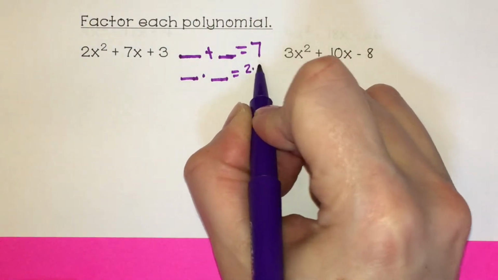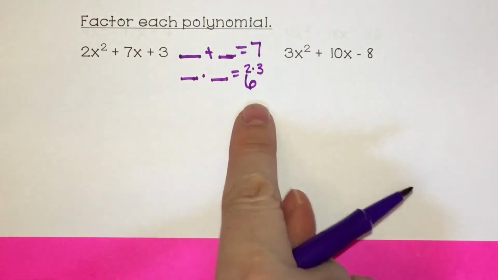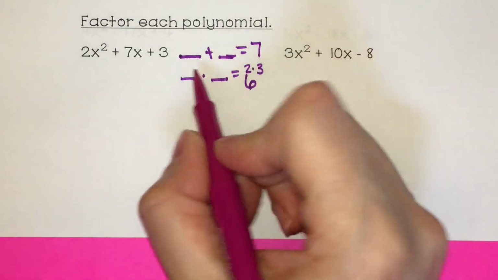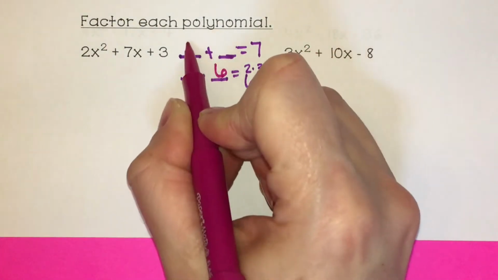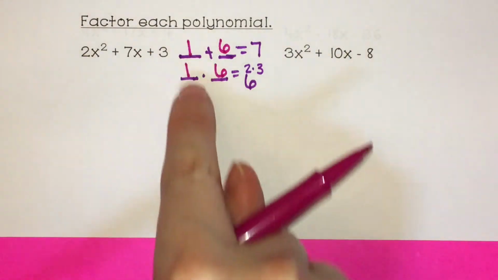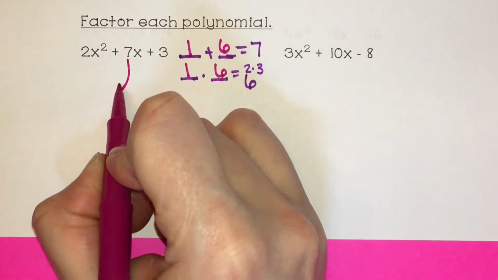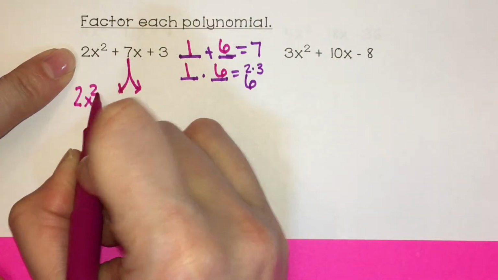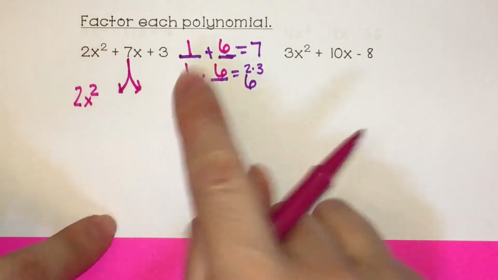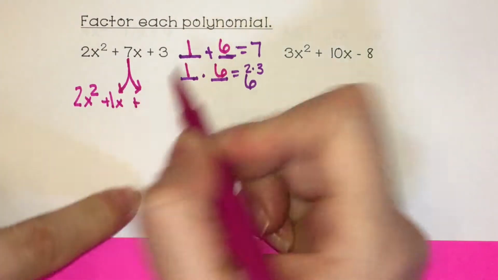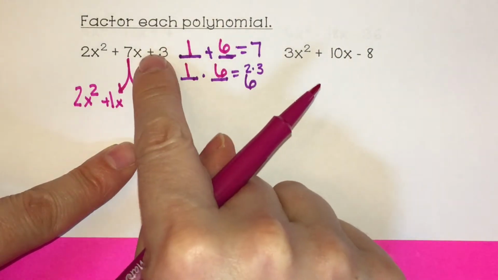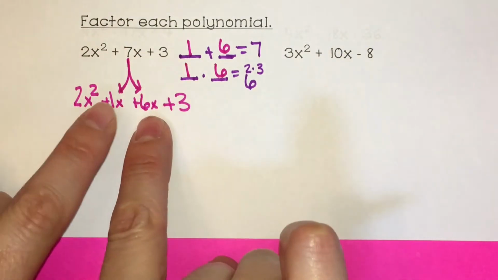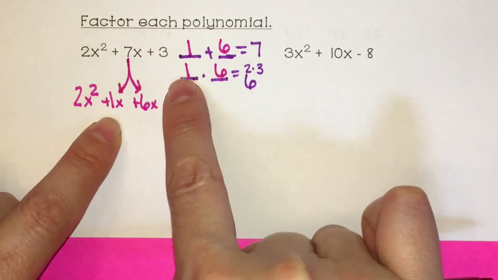And what I can multiply together to equal a times c. Well, 2 times 3 is 6. So they multiply together to equal 6. So in this case, that would be 1 times 6 is 6, and 1 plus 6 is 7. So all these numbers do is split this middle term into 2. So I still bring down my 2x squared, but now it's plus 1x plus 6x, and I bring down the plus 3. So all I did was split 7x into 1x plus 6x using this.